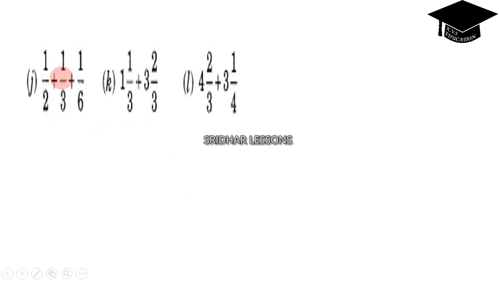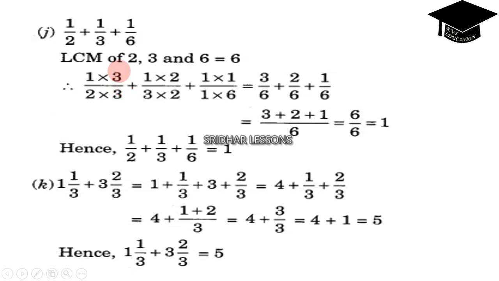Next one, 1 by 2 plus 1 by 3 plus 1 by 6. So here the LCM is 6. So I would like to make 6 as the common denominator to make 1 by 2 multiplied by 3 by 3 plus 1 by 3 multiplied with 2 by 2 plus 1 by 6 can be multiplied with 1 by 1 because no need to change. This will become as 3 by 6 plus 2 by 6 plus 1 by 6.